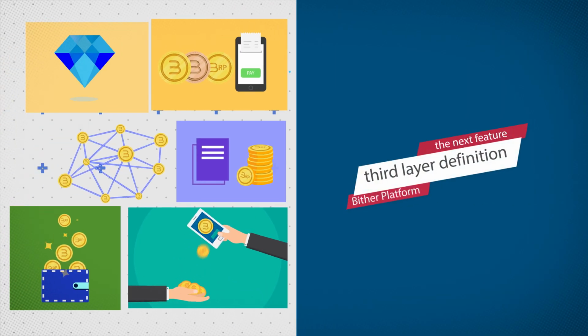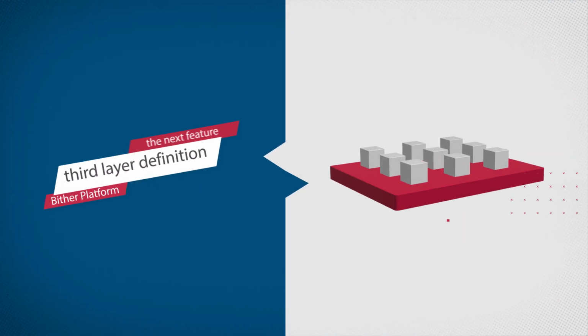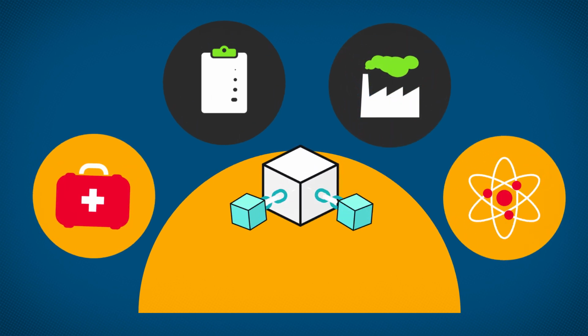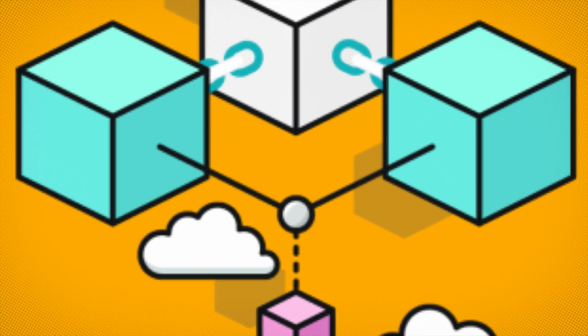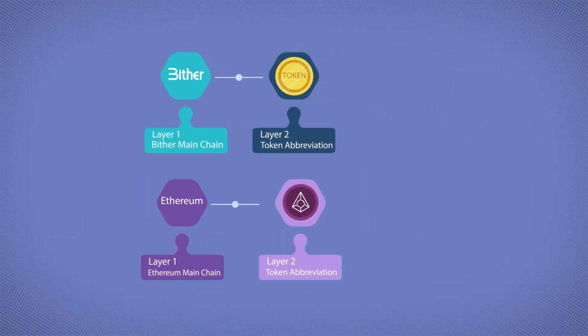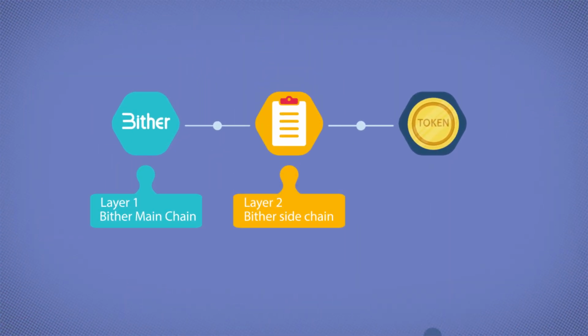The next feature is the possibility of defining a third layer. This means that each branch in the second layer can have several designated internal tokens. Running this protocol helps in designing projects and serves as a useful solution for holding companies.